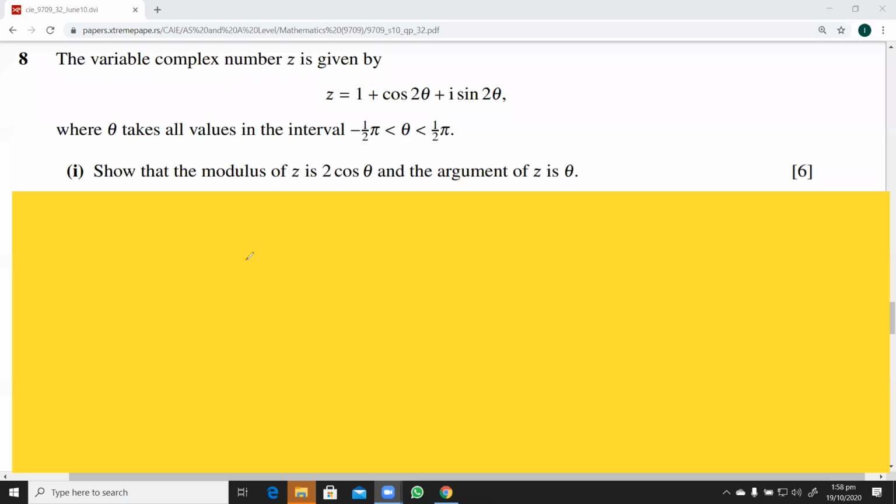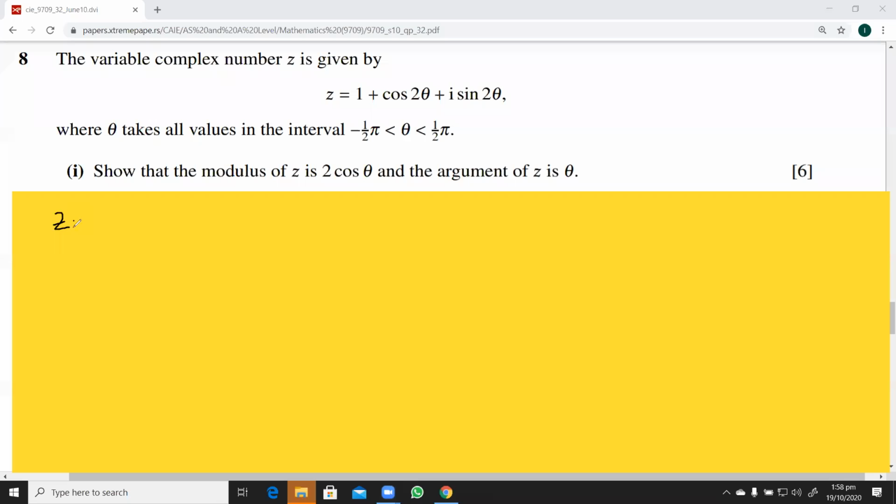Okay, this is a question from June 10. This question is purely on trigonometry. Apparently, this looks to be a question on complex numbers, but this is to test your skills on trigonometry. It says show that the modulus of z is this, and the argument of z is this.